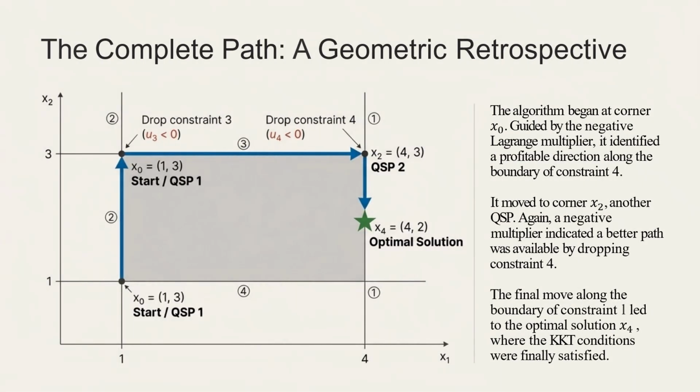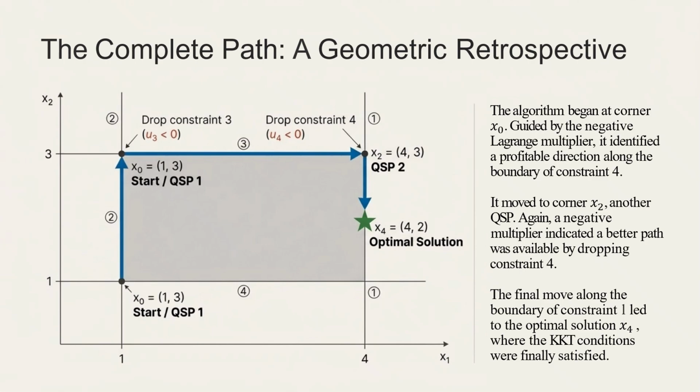In this slide, we will observe all the steps we calculated numerically on the problem's geometric map to gain a deep visual understanding of the algorithm's performance. As you can see in the diagram, our journey began at the top left corner at point x0. At this location, as we previously analyzed, the vector of Lagrange multipliers indicated that staying at this intersection was not beneficial. In fact, a negative multiplier associated with one of the constraints acted as a guide, pointing us toward a profitable path along the boundary of the other constraint.